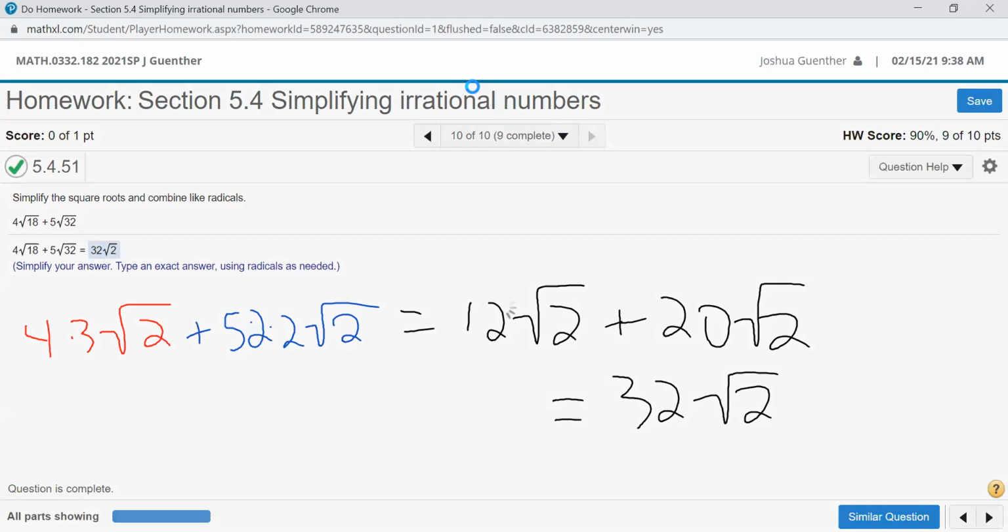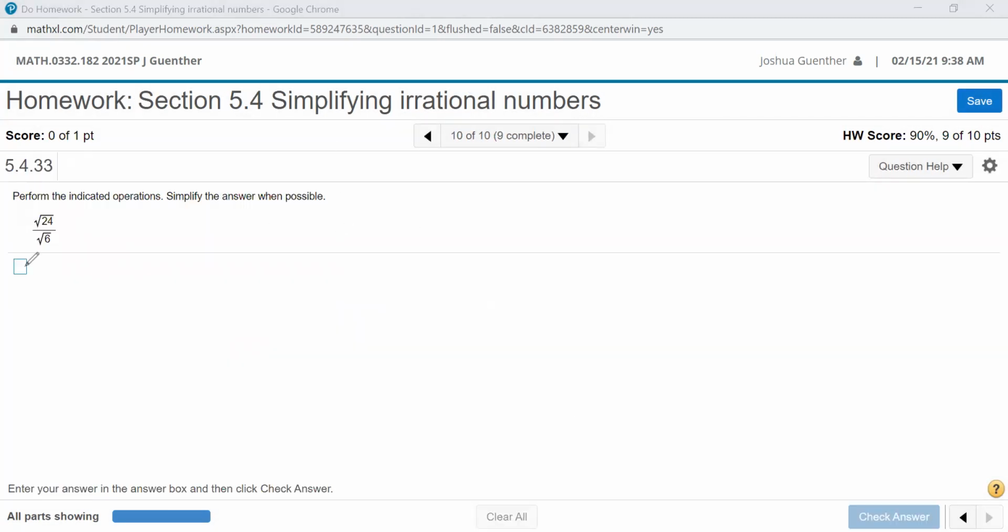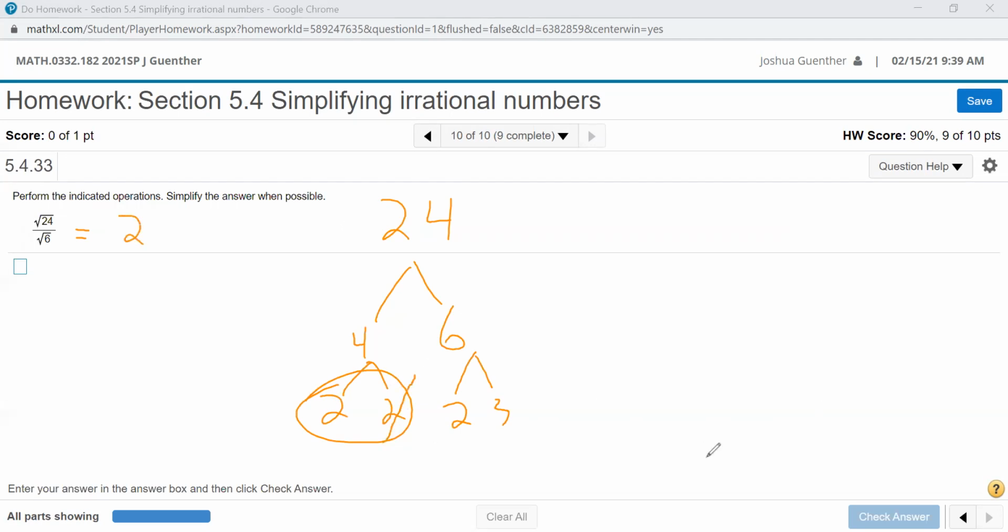Last one, square root of 24 times the square root of 6. Let's break each of these down. So here we have a pair. Here they don't have any kind of pair. So square root of 24 can be written as, bring out a single representative of that pair, 2. What we have left over is the square root of 2 times 3, which is just 6.